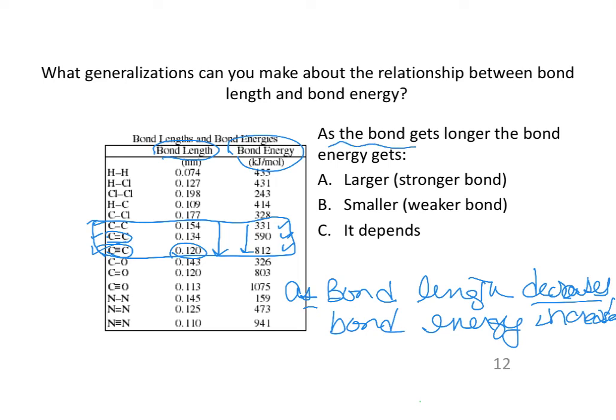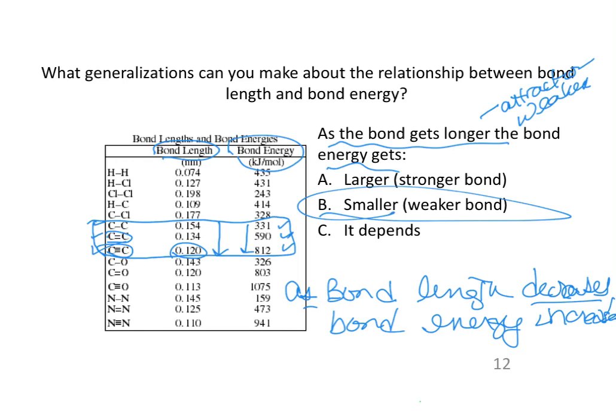So this question is phrased the opposite. Just get real familiar with the concept. As a bond gets longer, what does that mean? That means they're getting farther away from each other, which means the attraction is weaker. Okay? So if the attraction's weaker, that's a weaker bond. It's going to be easier to break.